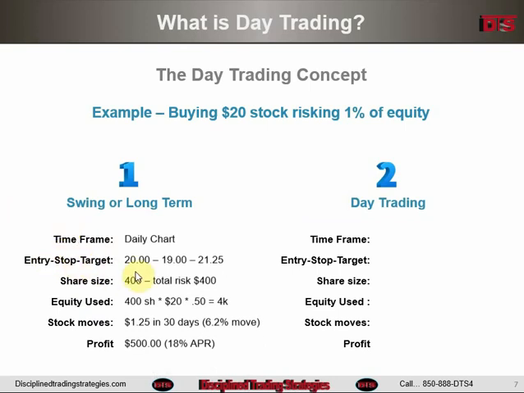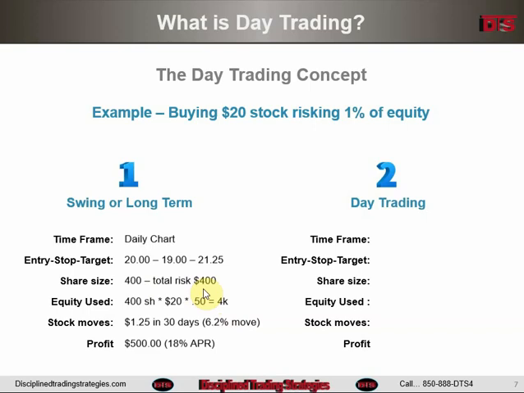Let's say that you enter a position at $20 expecting it to move higher. You're going to put a stop loss in at $19, giving it $1 in the opposite direction. And let's say you're going to take a mild profit of $1.25. That would give you a 400 share lot if you're going to risk $400. 400 shares times $20 times the 2-for-1 margin that you get means that you'd be using $4,000 worth of your buying power.